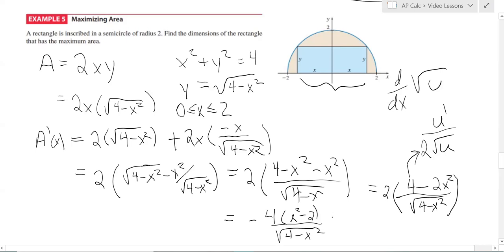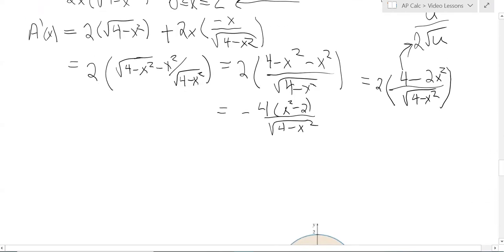Now, the only critical number in the open interval 0 to 2 is going to be square root of 2. That's the only number that's going to make the numerator 0. If you have x squared minus 2, that's going to be 0 when x is plus or minus root 2, but you can't have negatives here because the domain, again, is from 0 to 2. So x equals root 2 is the only critical number. That makes A prime of root 2 equal to 0.